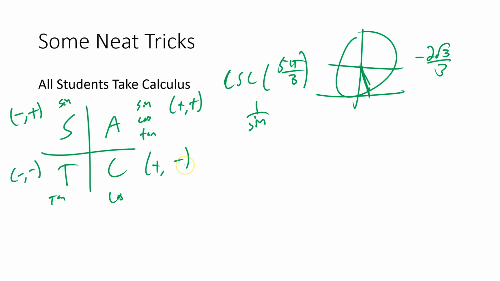So all students take calculus, and unfortunately, because of the cosecant and secant, the letters don't match up, but if you remember that cosecant is 1 over sine, you'll know that on the bottom all of those will be negative, and for secant, that's associated with cosine, so on the left side, the secant values will all be negative. Just a way to remember positives and negatives.